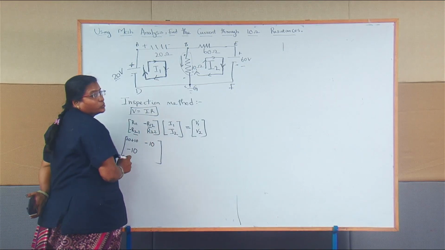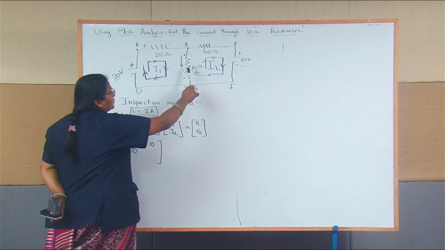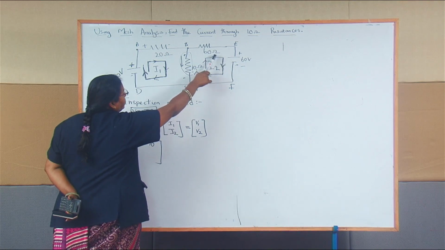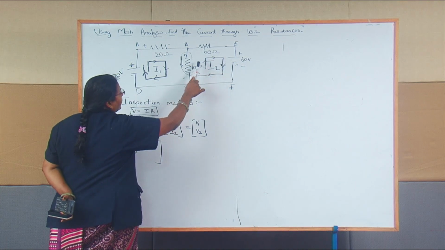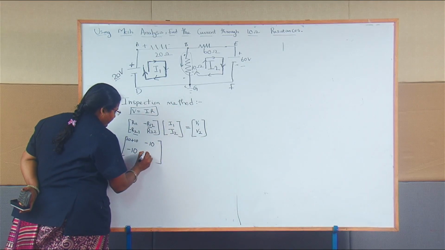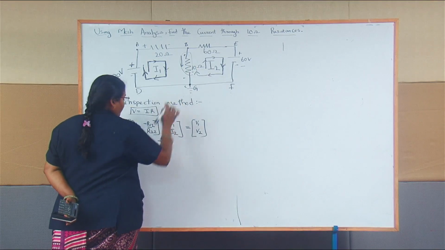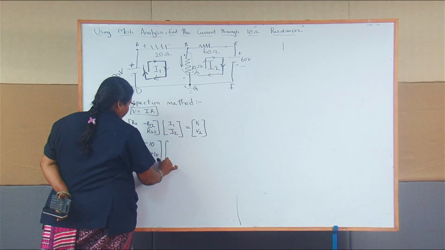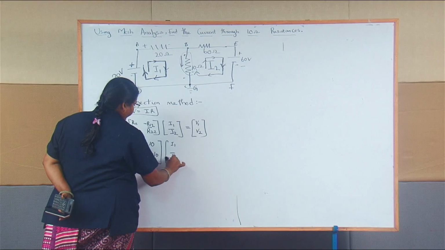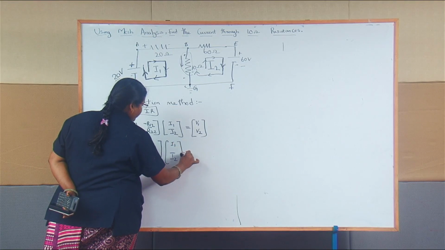Then R22 means the total resistance present in loop 2. So 60 plus 10, it will become 70. So 60 ohms plus 10 ohms here. Then you just write as it is I1, I2. We are going to find out this current only.